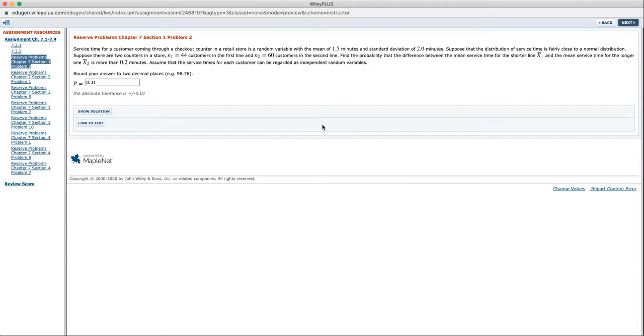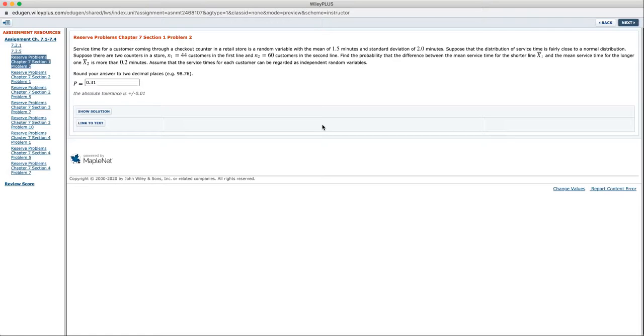Suppose there are two counters in a store, and one has 44 customers. So that's the sample size of the first sample, n1, and then n2 is 60. That's the size of the second sample. Define the probability that the difference between the mean service time for the shorter line, x1 bar, and the mean service time for the longer one, x2 bar, is more than 0.2 minutes.